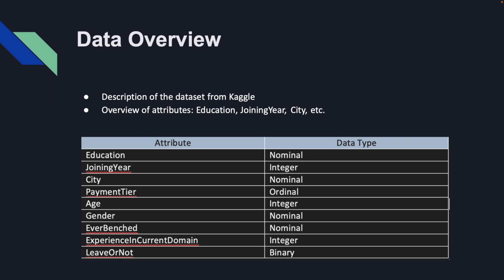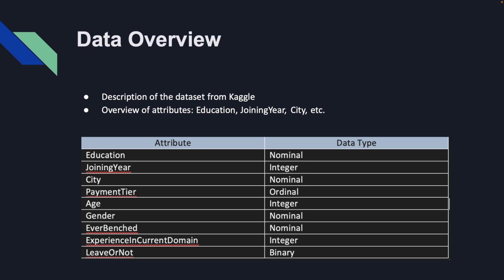So, looking at the data overview here, as you can see, this analysis is grounded in a comprehensive data set that I obtained from Kaggle. This data set is a rich compilation of employee data across various dimensions. It includes extensive records from 4,652 employees, offering us a substantial base to draw insights from.